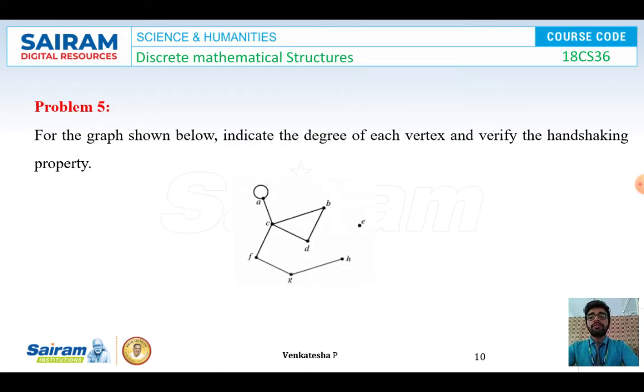Next example. From the graph shown below, indicate the degree of each vertex and verify the handshaking property. This graph has 8 vertices with some set of edges. Now at A we have a loop and one edge, so the degree of A is equal to 3 here. Degree of C is equal to 3. Degree of B is equal to 2, degree of D is equal to 2, degree of F is equal to 2, degree of G is equal to 2, degree of H is equal to 1, degree of E is equal to 0, because this is an isolated vertex.